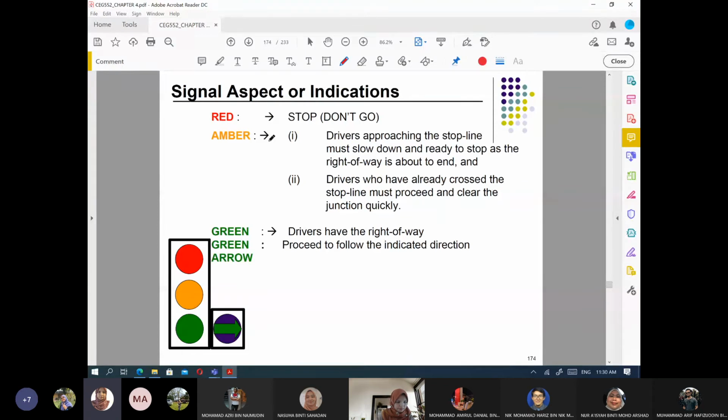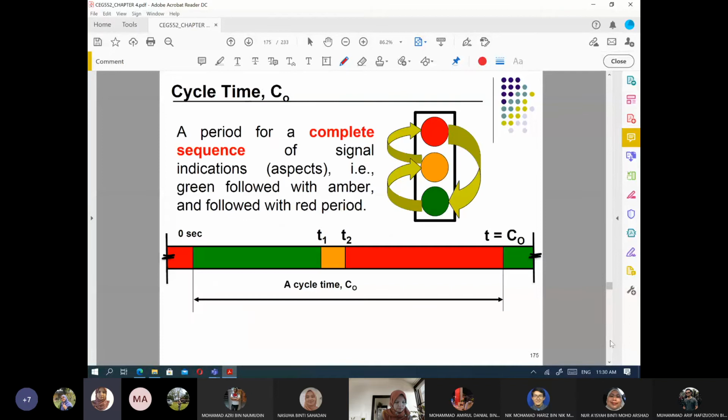Okay, this is red, amber, stop, amber, and green. You boleh baca lah yang tu kan. This is a cycle time, C0. So C0 is actually considering the amber, red and green. Dia lengkap lah satu pusingan tu, daripada hijau sampai ke kuning. Ni hijau, ni kuning, ni merah. So this is the C0.